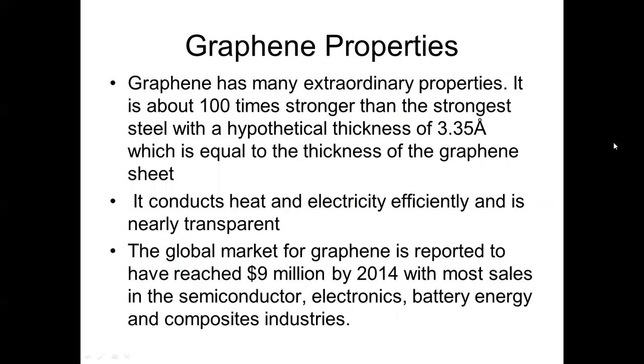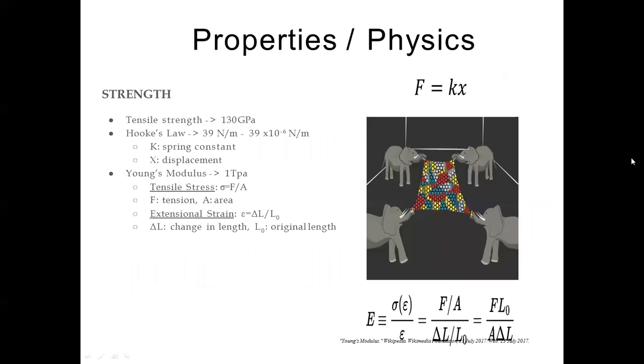So graphene has many extraordinary properties. Like we said, it's very much stronger than steel. It has a thickness of about 3.35 angstroms, which is equal to the thickness of the graphene sheet. It conducts heat and electricity very efficiently. And then the global market is actually escalating as we speak. So the properties here, again, this shows us the Young's modulus and the tensile strength.